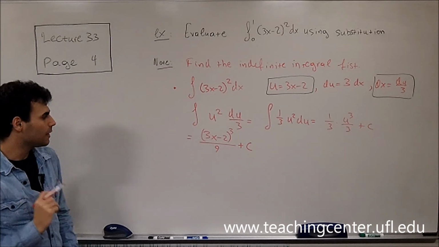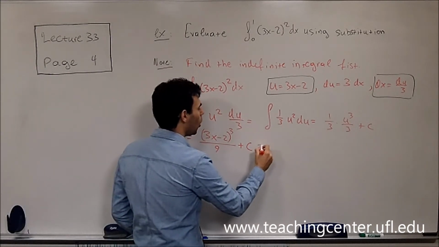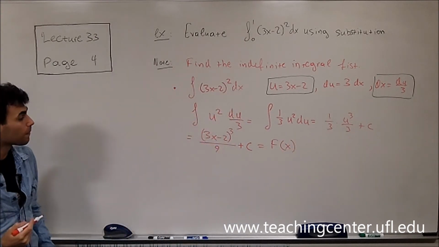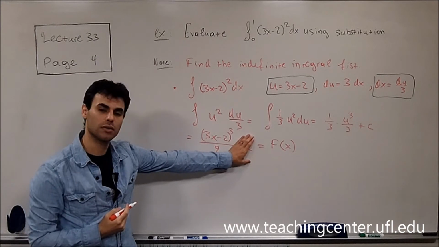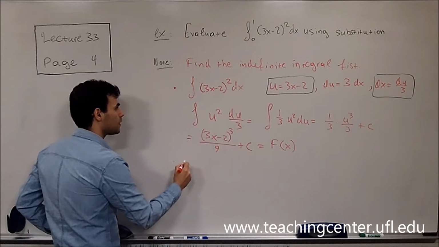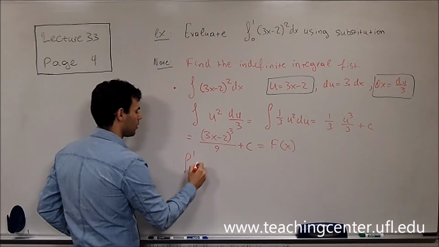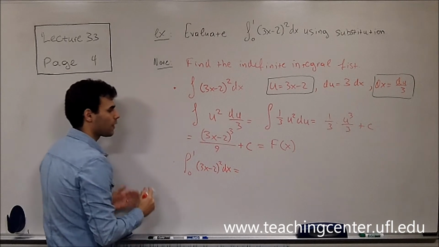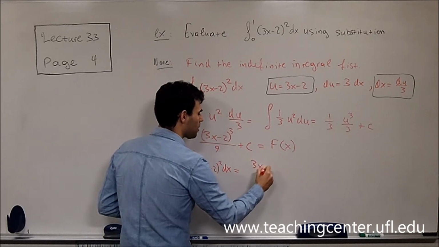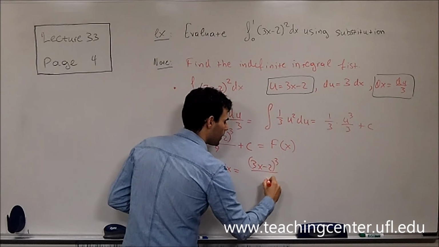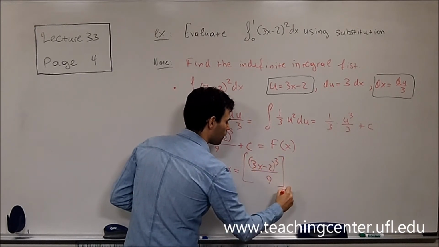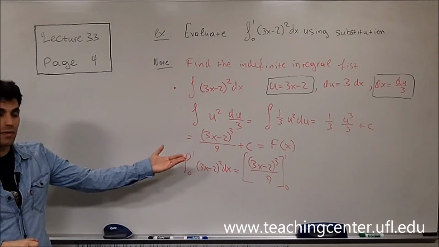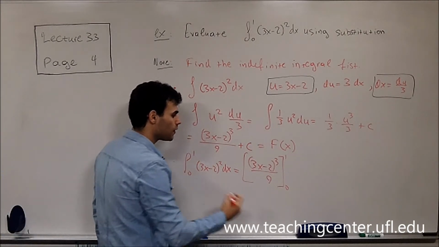And now to calculate the definite integral, since this gives you all the antiderivatives, you can choose the simplest one, which is, of course, c equals 0. And then you can say that this integral from 0 to 1 of (3x minus 2) squared dx is nothing more than the antiderivative, so (3x minus 2) to the third over 9, from 0 to 1. Okay, so just plug in those two values into your formula and do the computations.